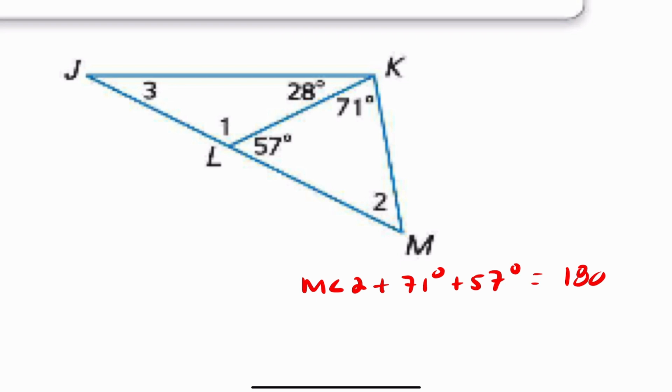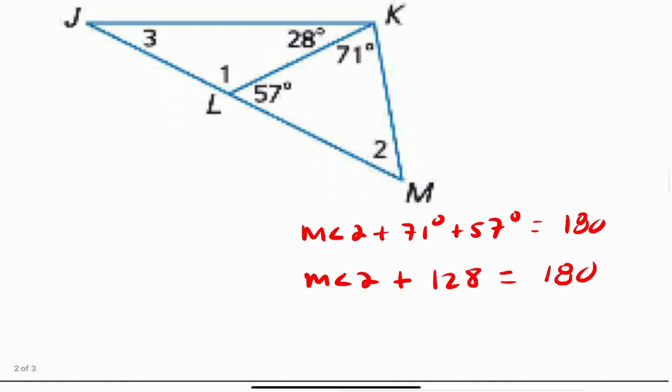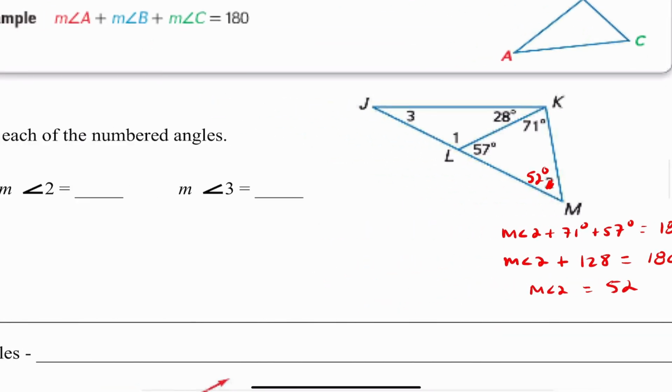So what you can do here is combine the like terms. So measure of angle 2 plus, that should be 128, is equal to 180. So what is the measure of angle 2? Well, 180 minus 128, that is 52. So this is how big angle 2 is. That's 52, and I'm going to fill in the blank with that answer.